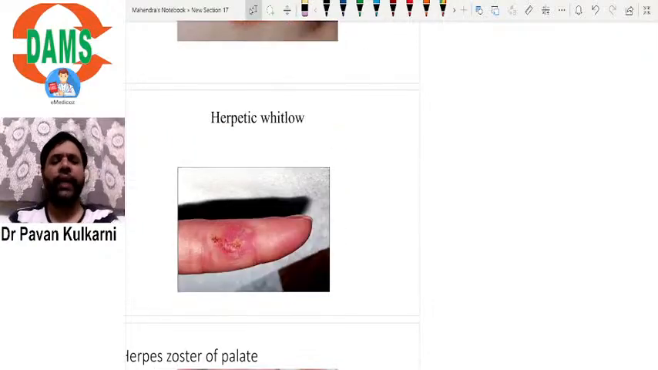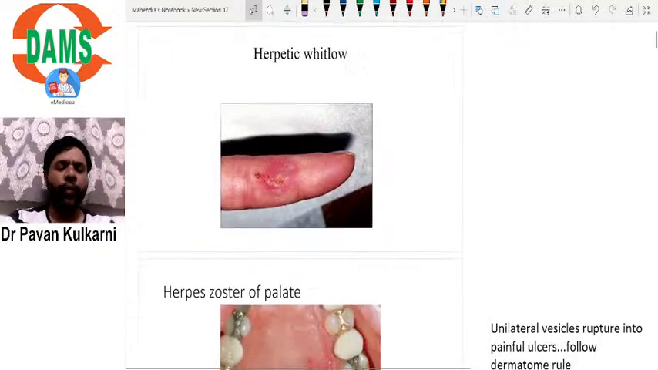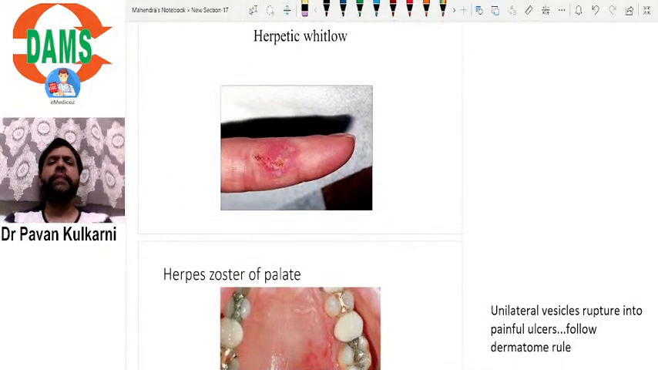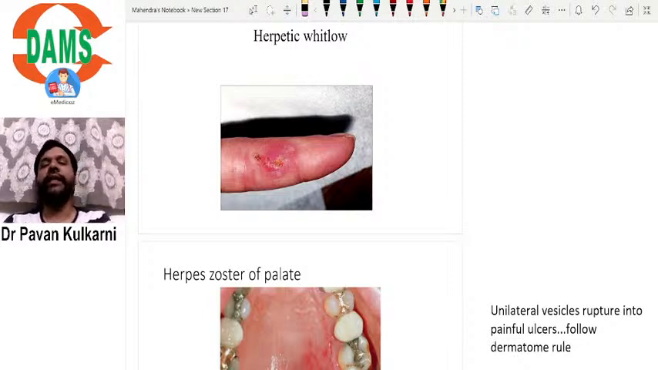Okay, herpetic whitlow. What do you mean by herpetic whitlow? This image is showing herpetic whitlow. It is nothing but the herpes infection of the fingers. The dentist who is treating the patient, or the assistant, might contract the infection. That infection of the finger is known as herpetic whitlow.